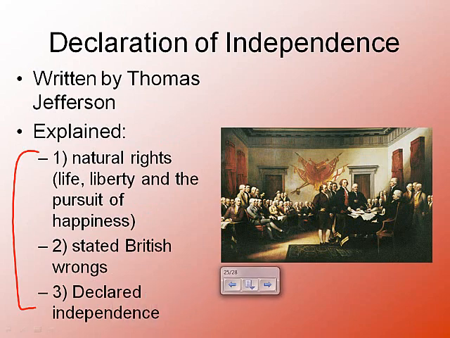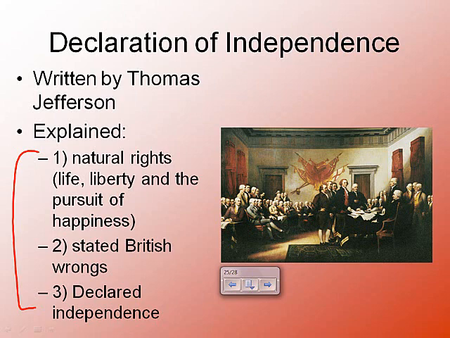The Declaration itself was written by Thomas Jefferson, and it had three components. First, it described the natural rights of all citizens, that being life, liberty, and the pursuit of happiness. And the colonists obviously felt that this was being infringed upon, that it didn't allow them to pursue all three of these with the way that the British Parliament was ruling the colonies. Secondly, it stated the British wrongs, everything that they have done wrong in the past. And then third, it declared independence.